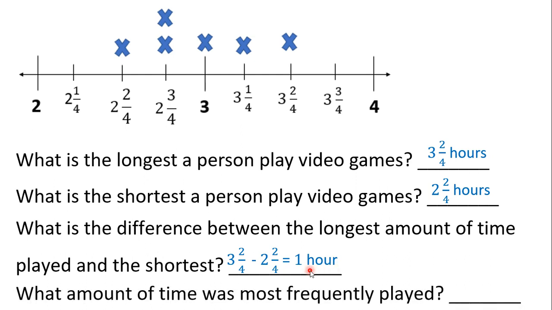Finally, what amount of time was most frequently played? This is where we're looking at our line plot to see which number has the most X's on it, meaning that the most students played for this time. We can see on our line plot that 2 and 3/4 has the most X's above it. This means that two students played for 2 and 3/4 hours, and that is the most frequently played time.